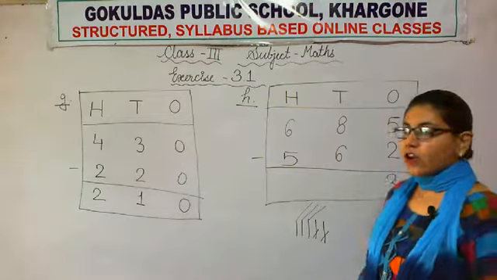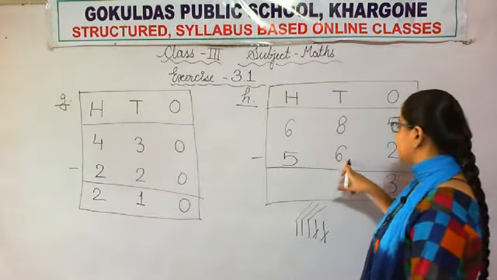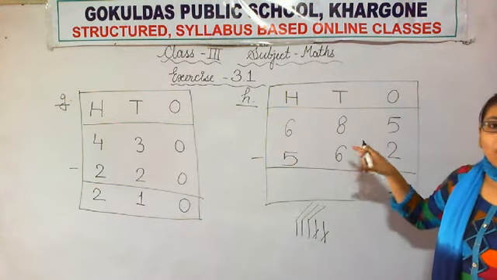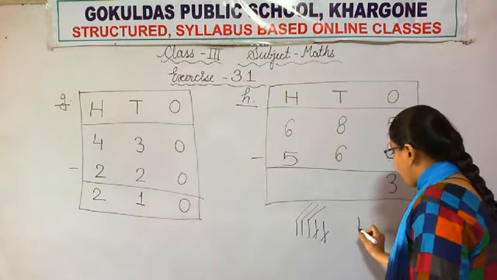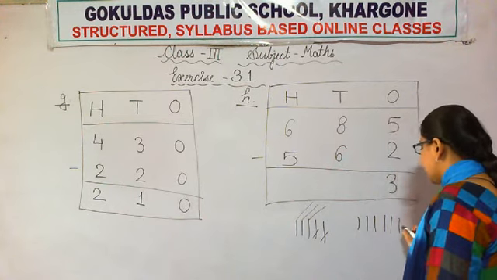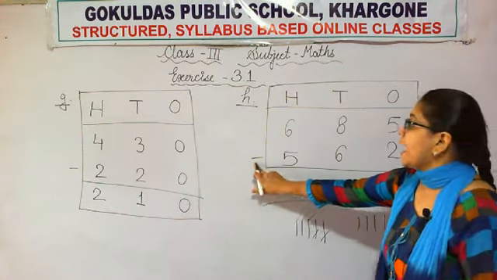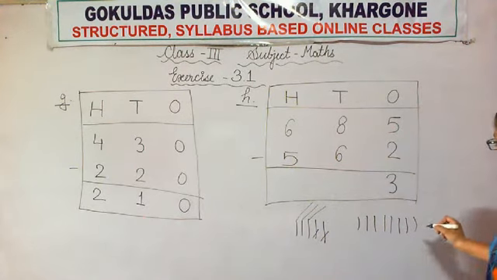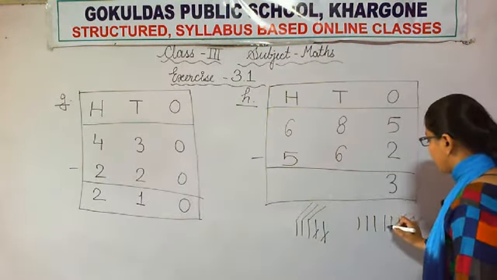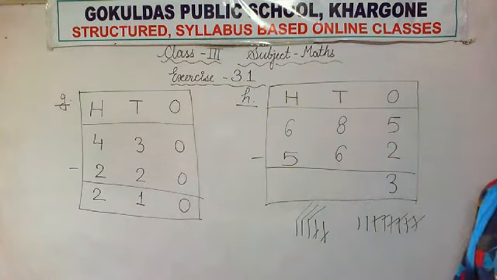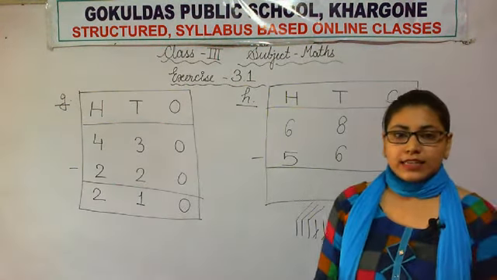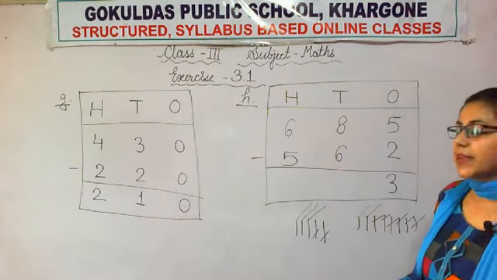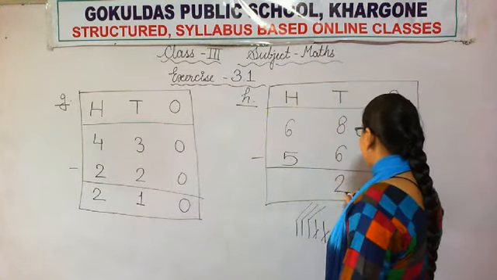Now it's time for tens column. 8 minus 6. First of all we will draw 8 sticks: 1, 2, 3, 4, 5, 6, 7 and 8. Minus 6 means we will cancel out 6 sticks. Let's cancel 1, 2, 3, 4, 5, 6. Now we'll count the remaining sticks. 1 and 2. 2 sticks are remaining, so we will write the number 2.